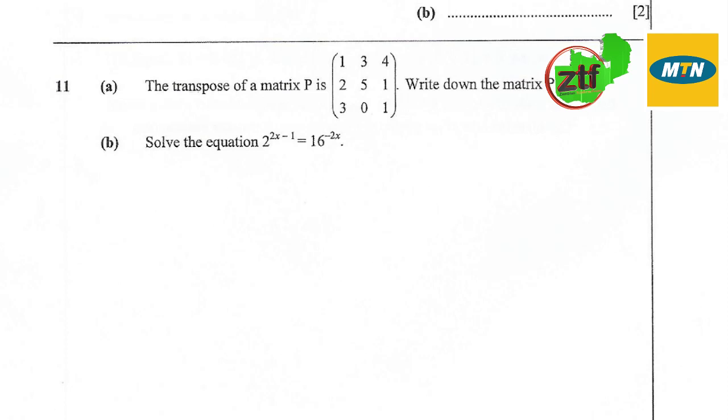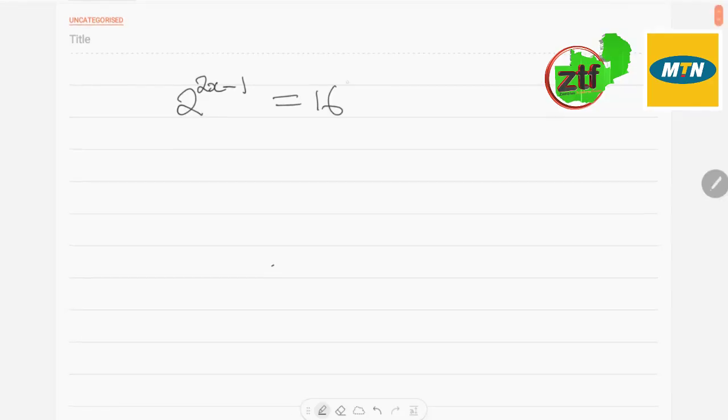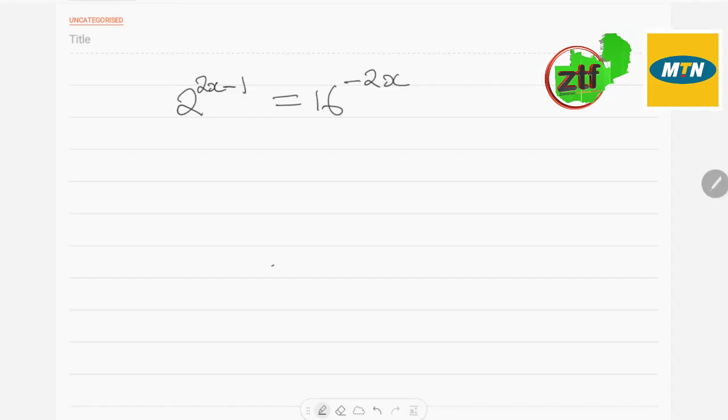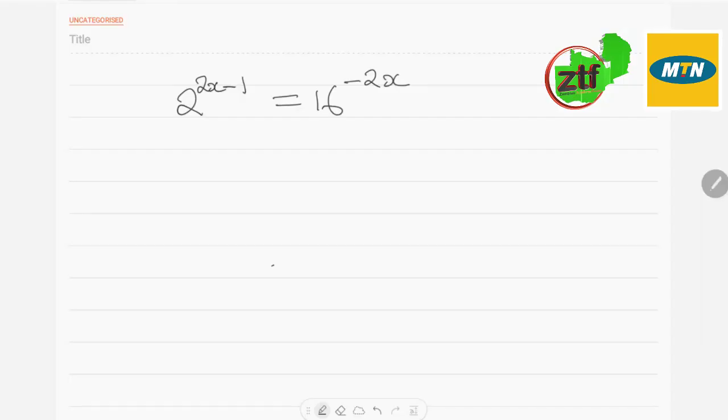So question 11b states, solve the equation 2 raised to power 2x minus 1 equals 16 raised to power negative 2x. I'm sure you're able to see that question that has been beamed on your screen there. 2 raised to power 2x minus 1 equals 16 raised to power negative 2x. You pause there and say, how do I go about answering that question? What should I do? How am I going to go about it, and the like?